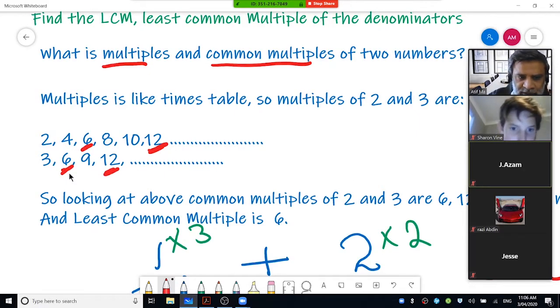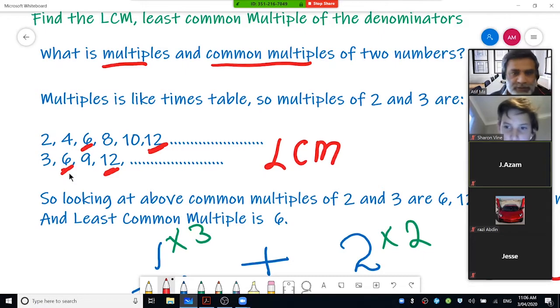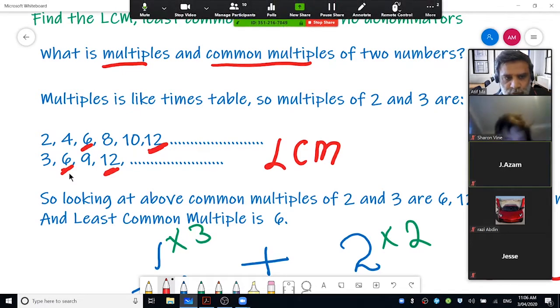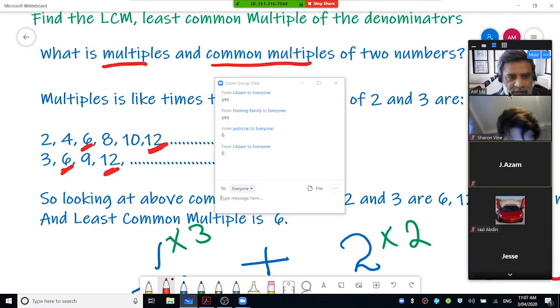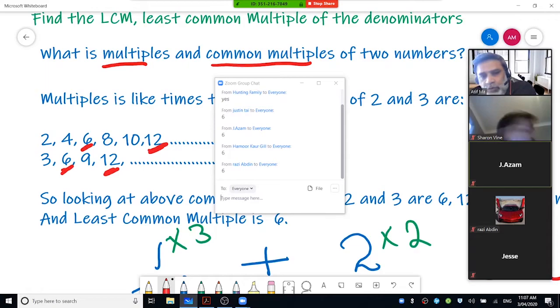So what would be the least common multiple in this case? Can you type it in your chat, please, so that I know you understand? What would be the least common multiple of 2 and 3? Good, good. Yes, 6. So 6 is the least common multiple of 2 and 3.